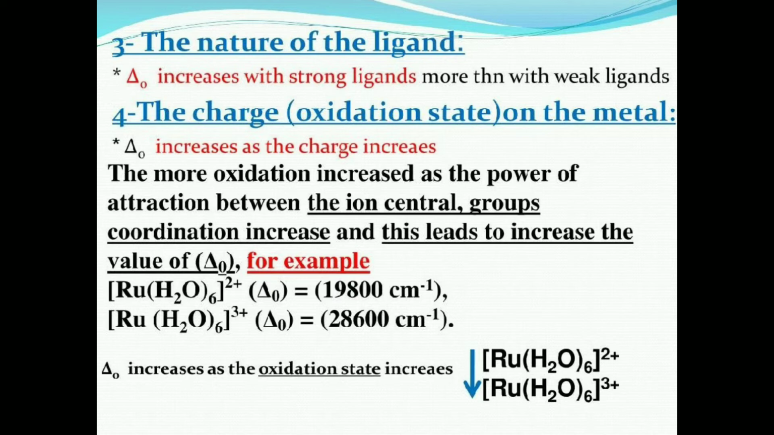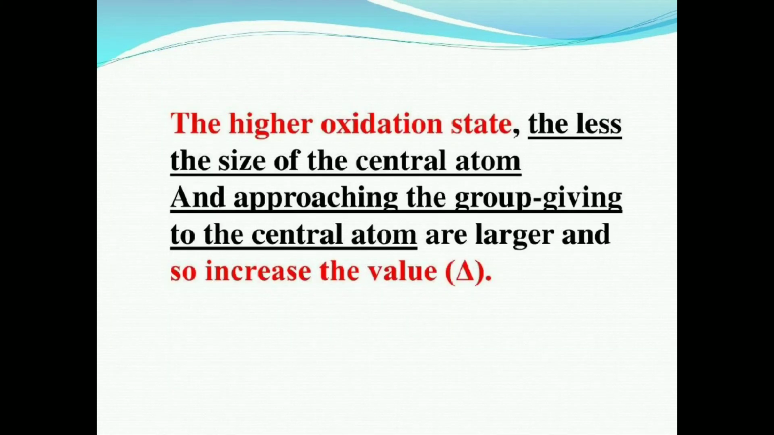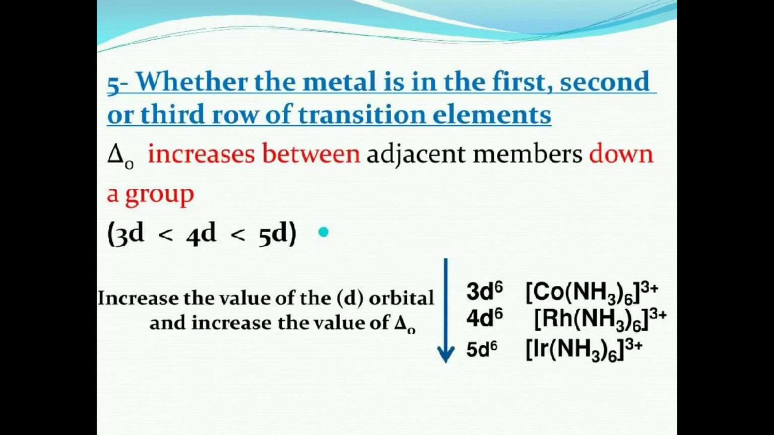That means if the charge is lower, then the value of delta 0 is also lower, and if the charge is greater, then the value of delta 0 is also greater. So this shows the directly proportional relationship between the charge or oxidation state and the value of delta 0. So delta 0 increases as the oxidation state increases. With a higher oxidation state, the size of the central atom is smaller and the approaching groups giving electrons to the central atom are closer, and so the value of delta increases.